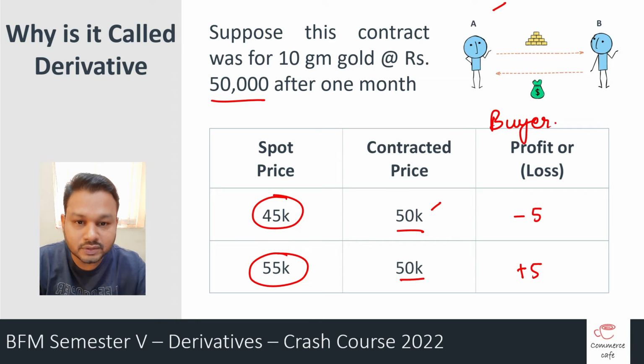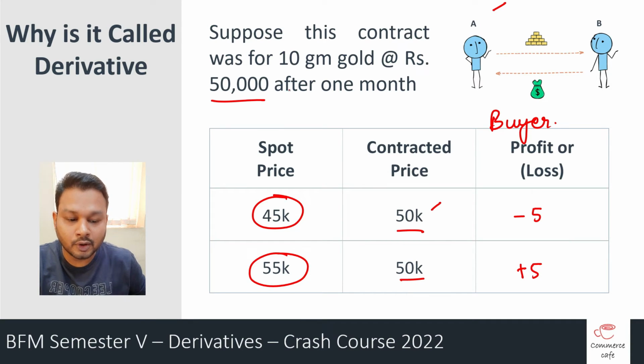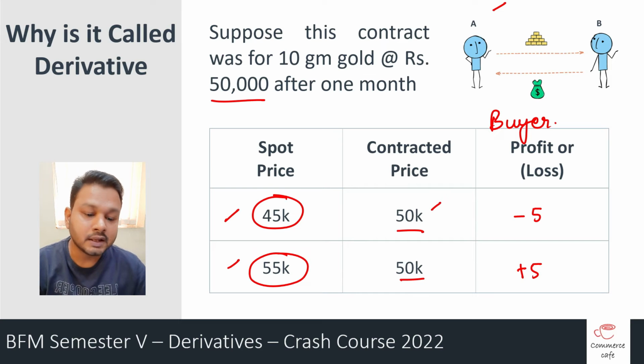You can give this contract to someone else also, and that person can encash the profit or book the loss. So there is a profit or loss, and what does that profit or loss depend upon? Clearly, whether you'll have a profit, whether you'll have a loss, how much profit, how much loss, will depend upon after 1 month what is the spot price of gold. As the spot price of gold moves, the amount of profit or loss will be decided according to that. So the value of this contract is derived from the prices of gold in the spot market.